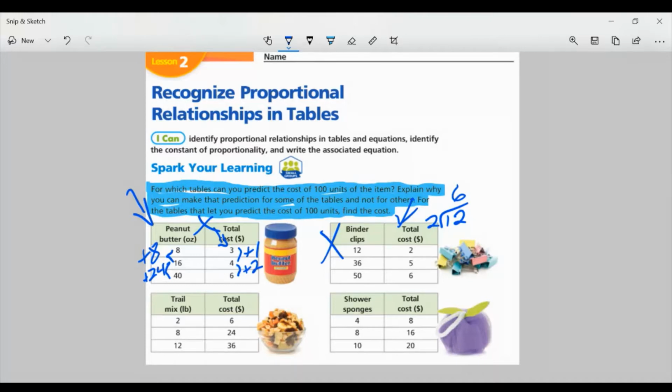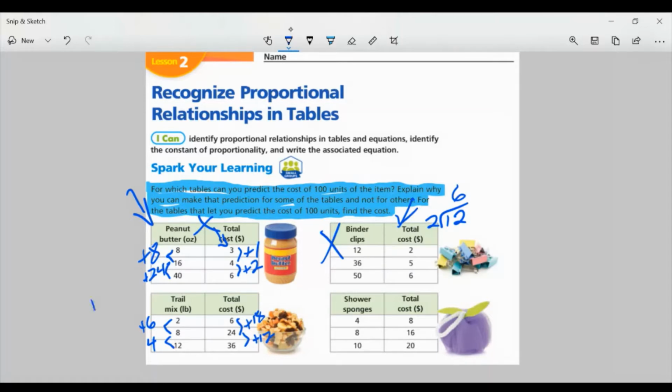For 2 pounds, it's $6, right? For 8 pounds, $24, and for 12 pounds, $36. So let's look at our increases here. When this increased, it was plus 6. This one increased plus 18. Okay, this one increased by 12, and this one increased by 4.